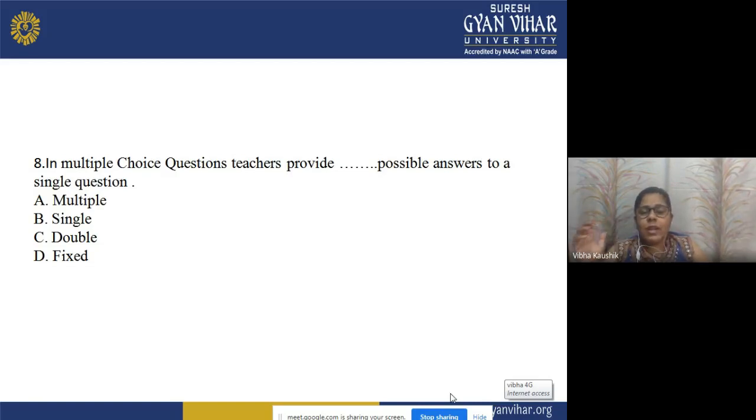Now you have to select the correct answer from the given choices, and the correct answer is, yes students, multiple. It means in multiple choice questions, the teacher provides multiple possible answers to a single question.